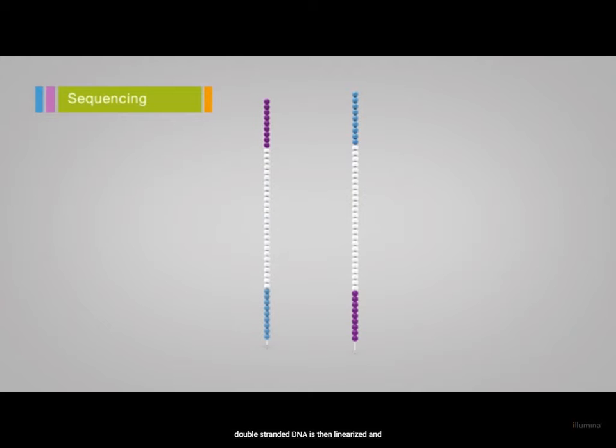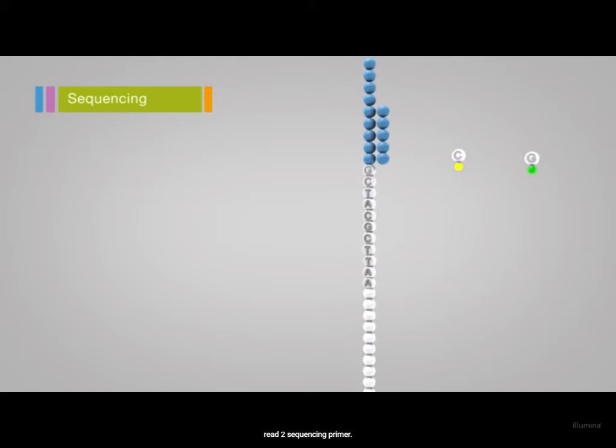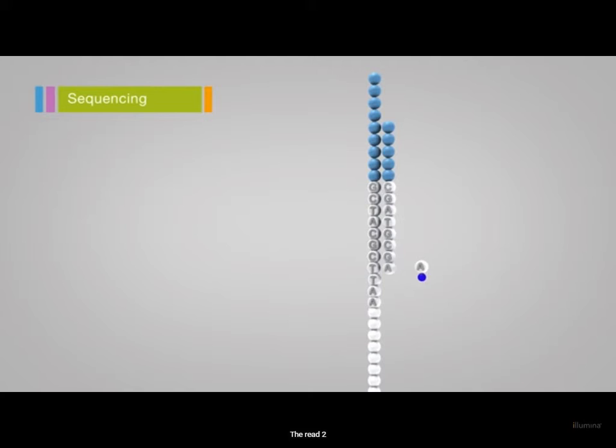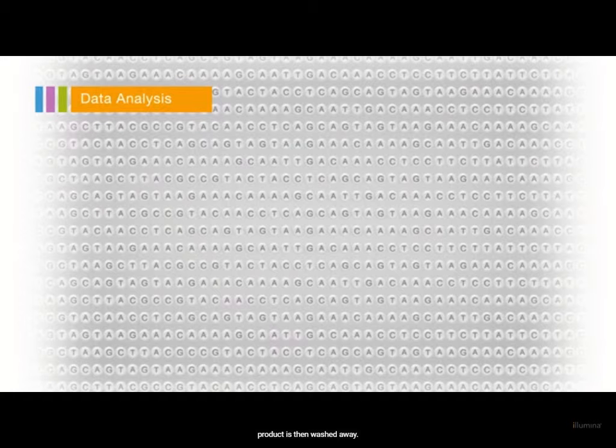The original forward strand is washed away, leaving only the reverse strand. Read 2 begins with the introduction of the Read 2 sequencing primer. As with Read 1, the sequencing steps are repeated until the desired read length is achieved. The Read 2 product is then washed away. This entire process generates millions of reads, representing all the fragments.